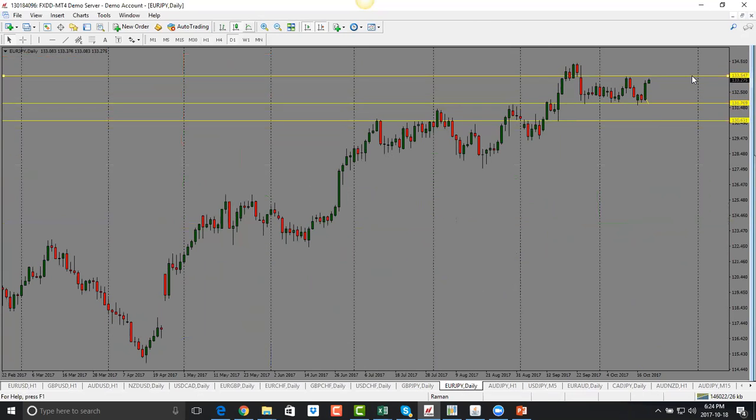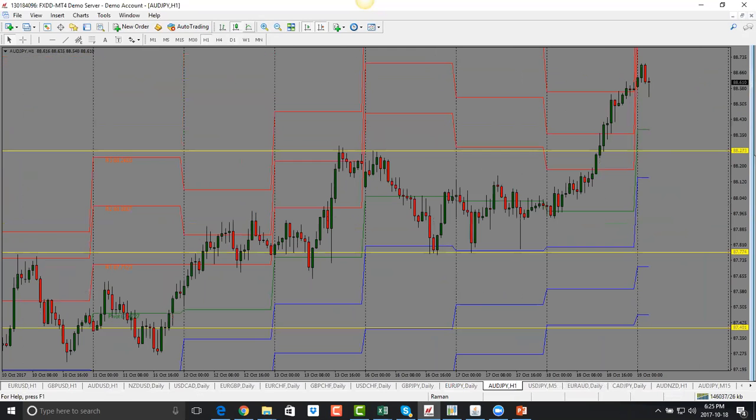Euro yen, same thing, very bullish candle. So the Japanese yen took a big beating today, pretty much across the board. So everything was bullish because of that. So right now we're looking for a further move to the upside. 134.30 will be the target for Euro yen.